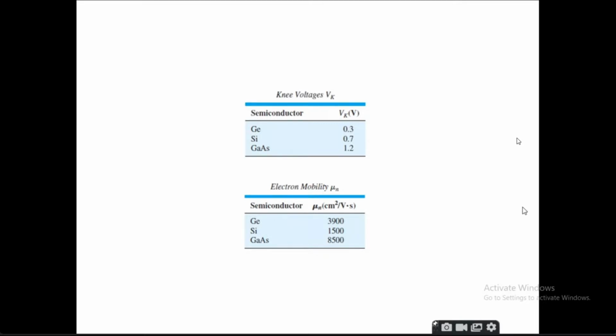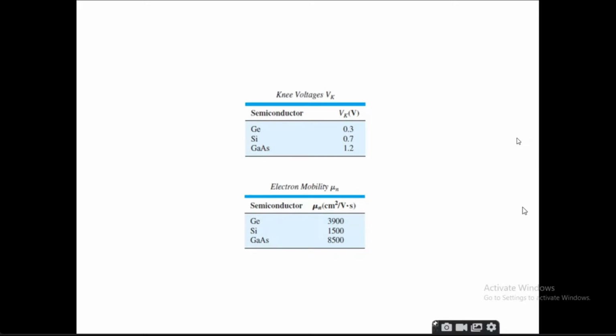Then, mobility, if you define it in a general way, gives you an indication of how easily one can move. If you have higher mobility, it means you can move easily. If you have a lower mobility, it means it's difficult for you to move from one place to another. Similarly, if you look at the table that is given here, it is mobility with a subscript n, mu n.